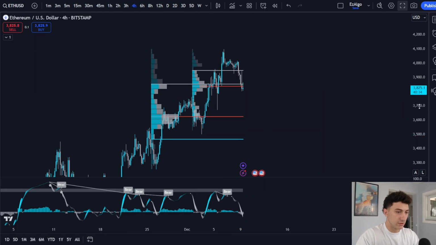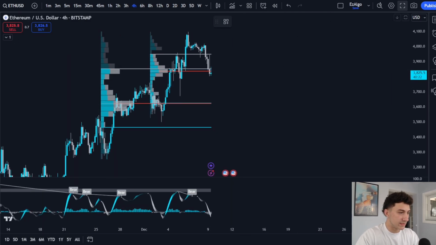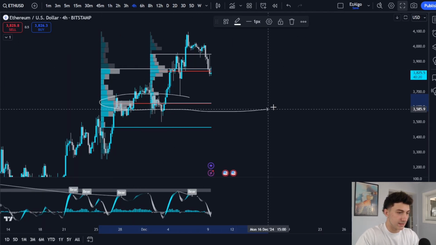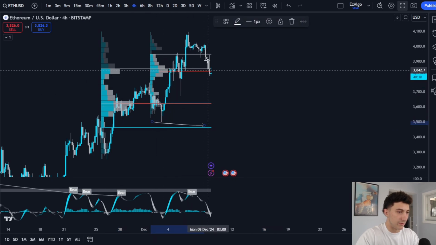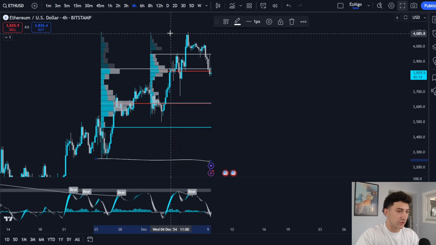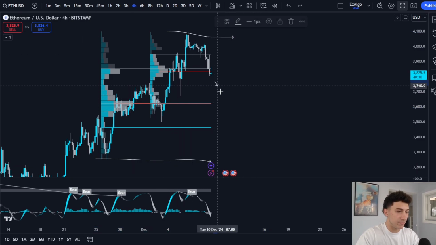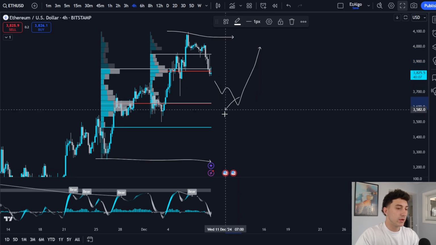So again, what we wanna do is look for confluence. So looking at this chart, I really like this level here, because this is the value area low of this smaller range, and it's also the point of control of this larger range. So we have a lot of confluence here telling us that if price comes down to this level on Ethereum, we can look for longs here.